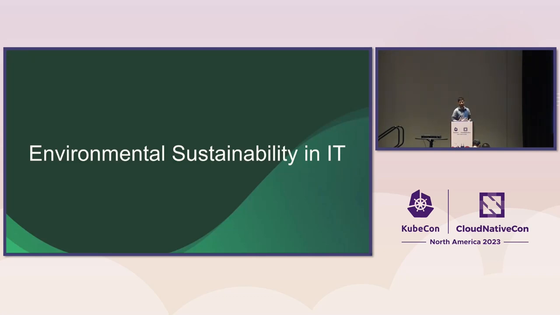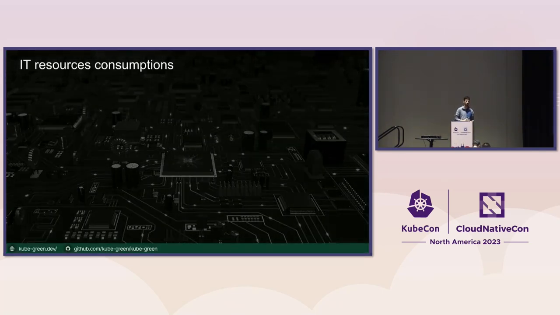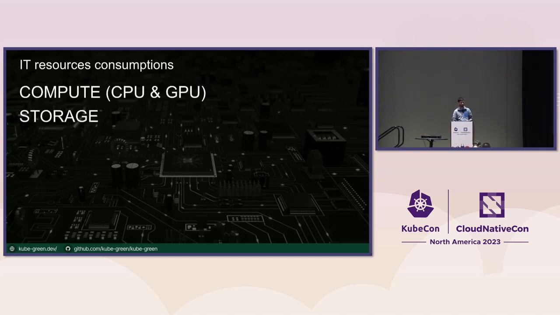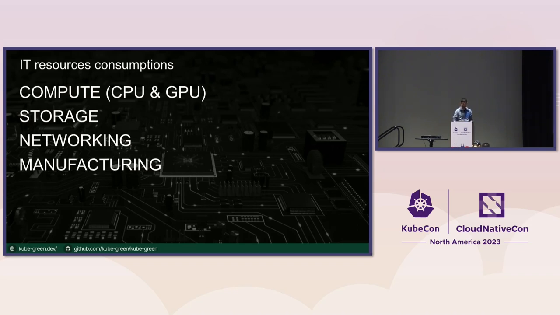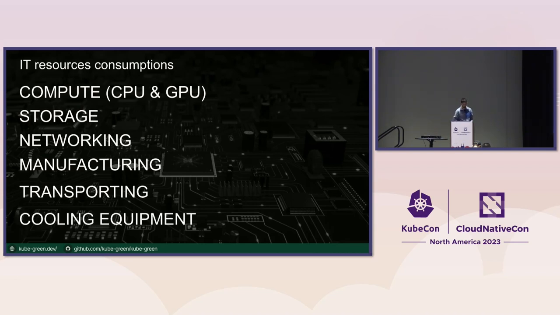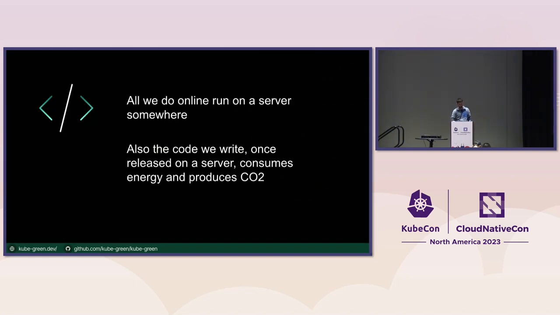Environmental sustainability in IT. How are we using resources in IT? The consumption derives from compute, so the use of CPU and GPU, the storage of data, the networking, and the manufacturing, so creation and disposal, of the hardware of the servers, the transporting of servers from the factory to the data center, and the cooling equipment, for example, for the servers in the data center. We should keep in mind that everything we do online runs on a server somewhere. So also the code we write, once released on a server, consumes energy and produces carbon.